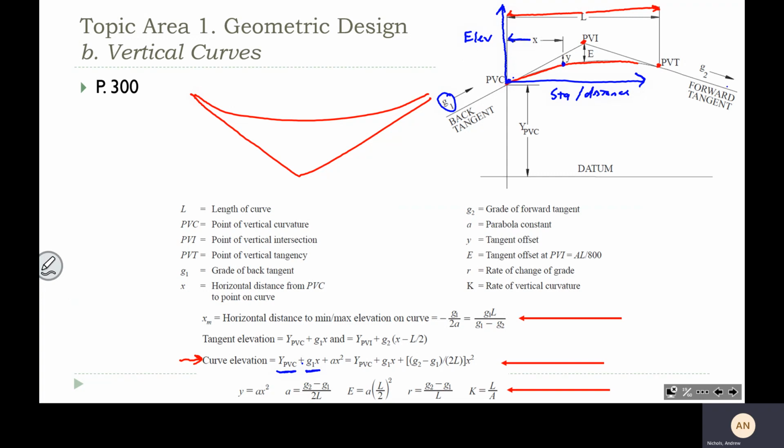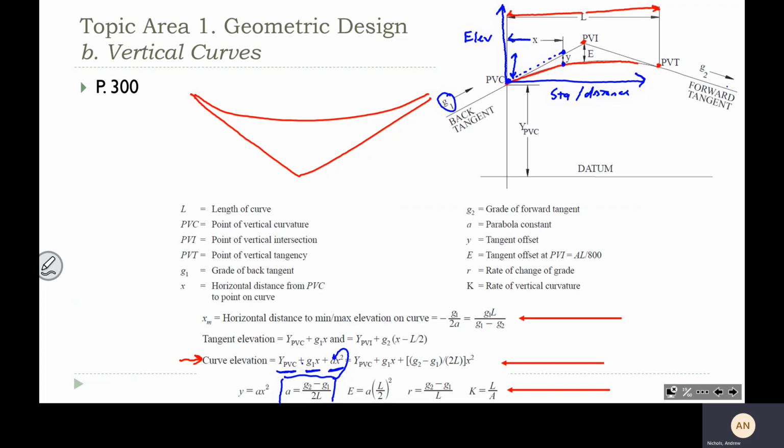Starting out at this is the first term, so G1 times X is giving us this offset distance here. So we start out at that PVC elevation, we jump up by G1 times X, and then this last term, AX squared, is going to be that Y distance that's shown there. That ends up getting subtracted so that the elevation you end up with is on that curve. And down here, this is A that gets plugged in here. Again, that's the main equation that's used in these.